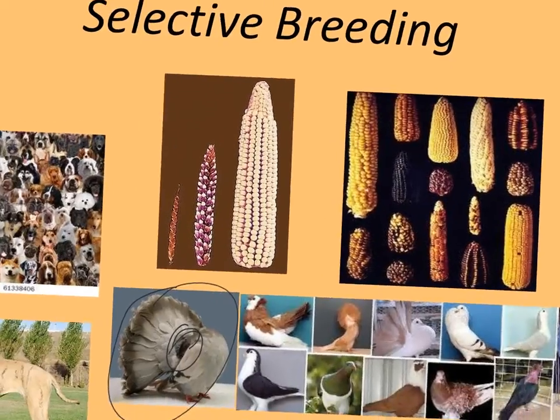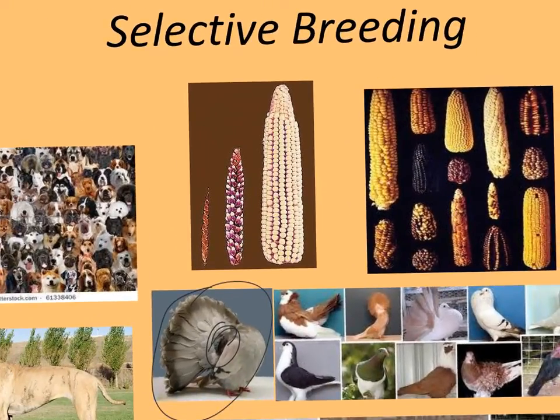And then, of course, there was agricultural products. In this case, okay. That little thing there is called teosinte. Teosinte is a wild plant. It's actually the ancestor of all corn. Okay?